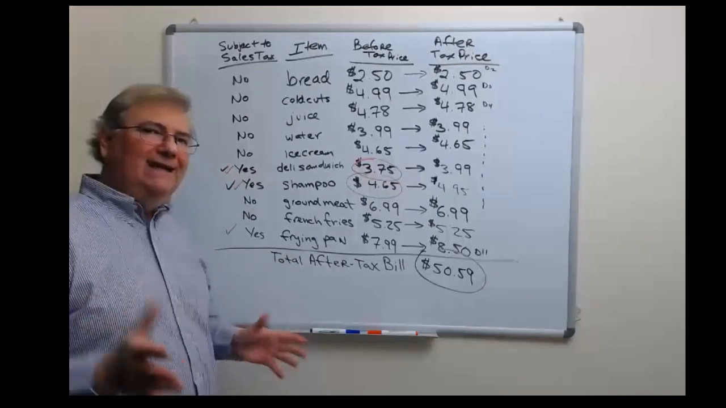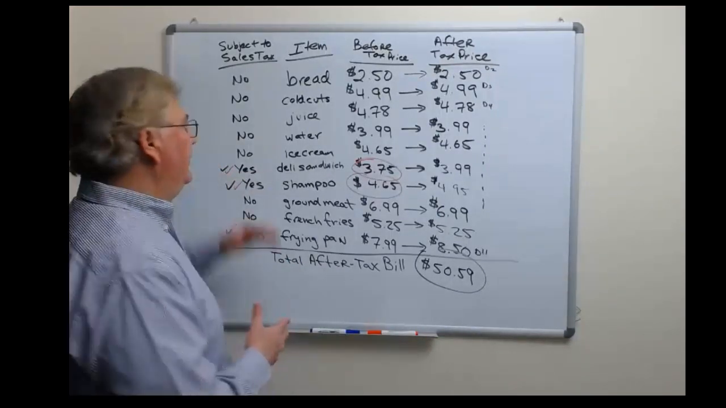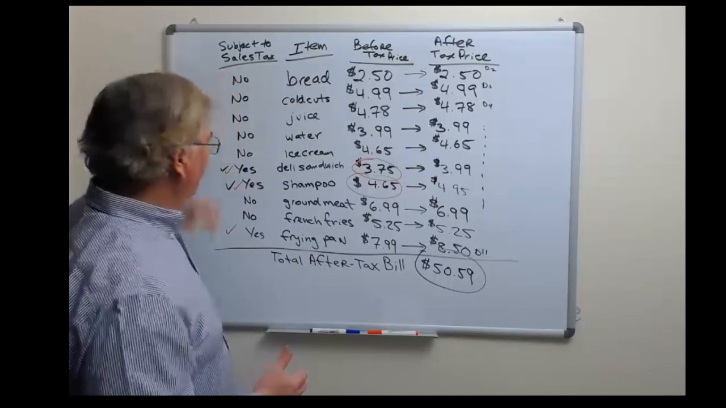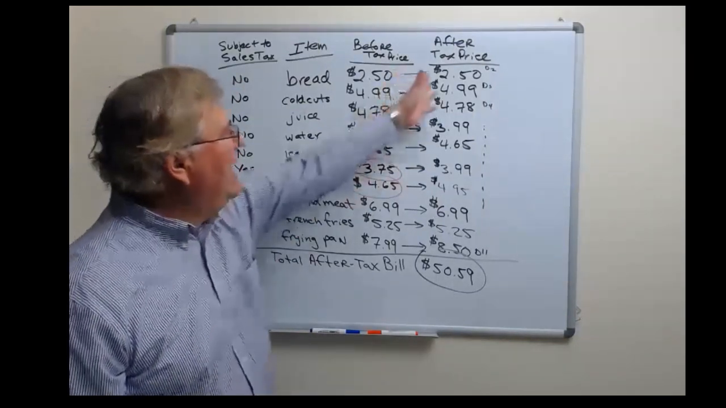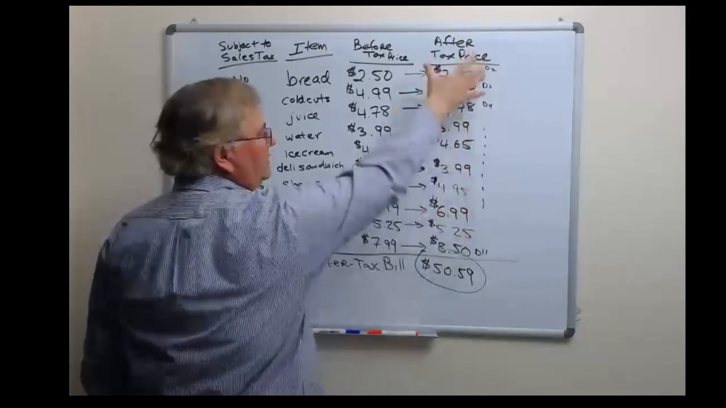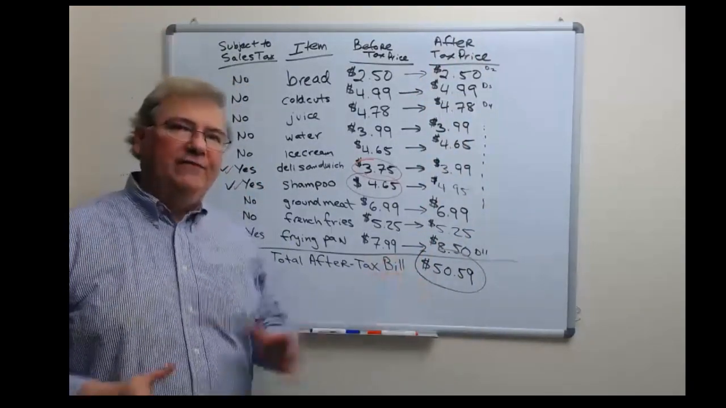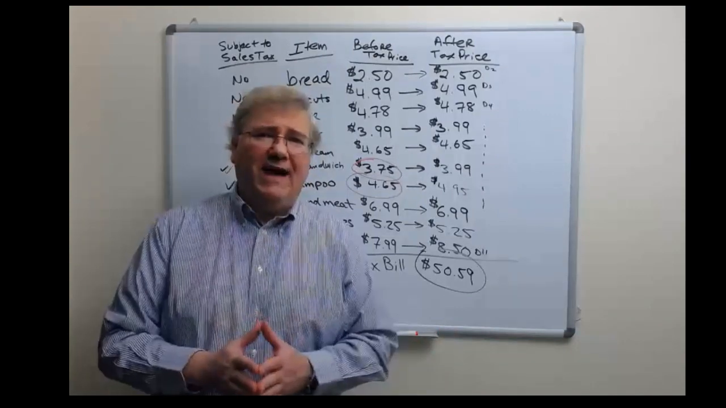But once again, the key to this process is simply to separate what is not taxable from what is taxable, and then to have a separate column. We then simply add it up and you get your after-tax total bill. That wasn't too bad, was it?